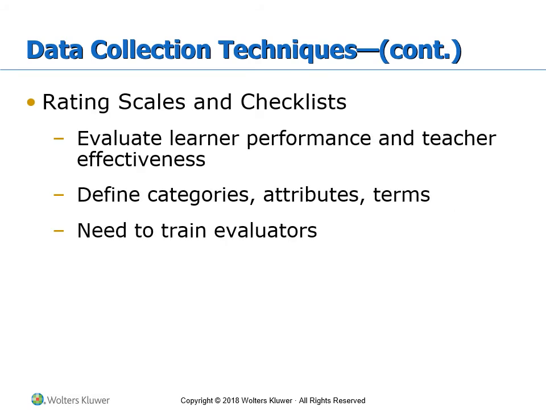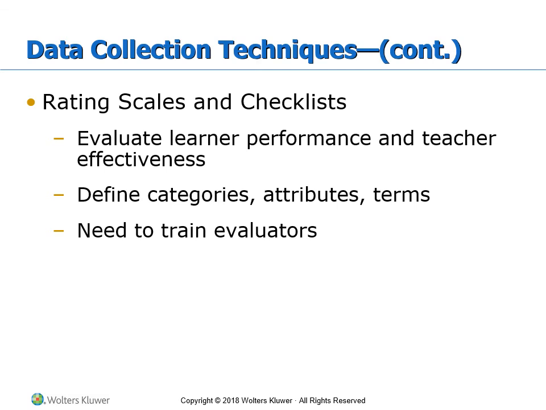So we have rating scales and checklists. Here we can evaluate learner performance and teacher effectiveness. But for looking at that, we have to define the categories, the attributes that are going to be measured and recorded, and the terms. It's kind of like an observation, but more in depth, with each individual task and how each individual task is being done on a scale of quality.